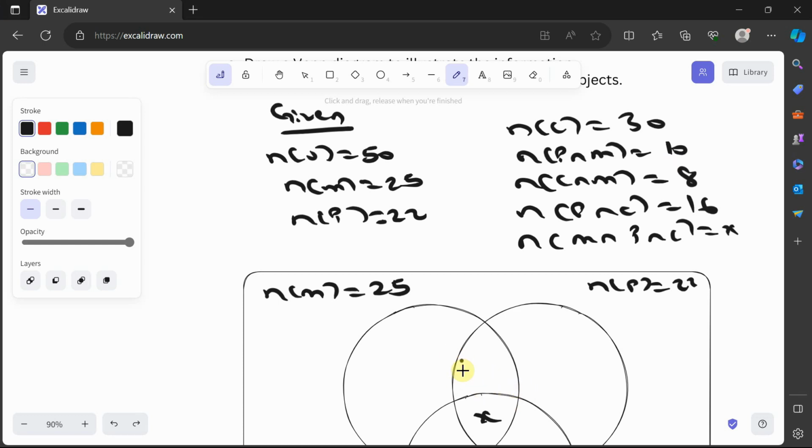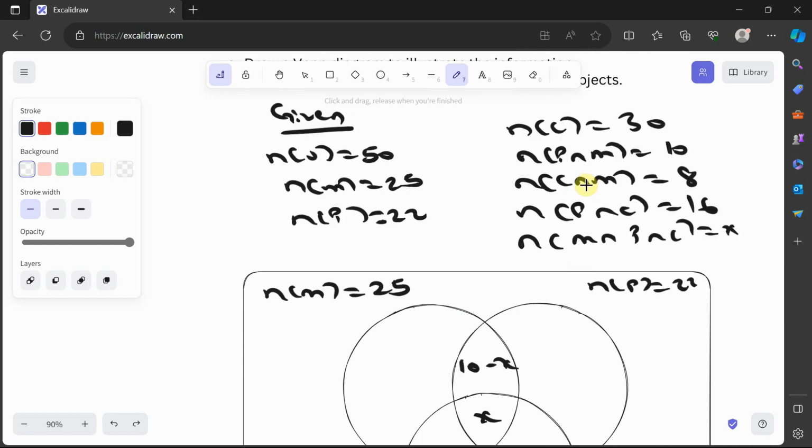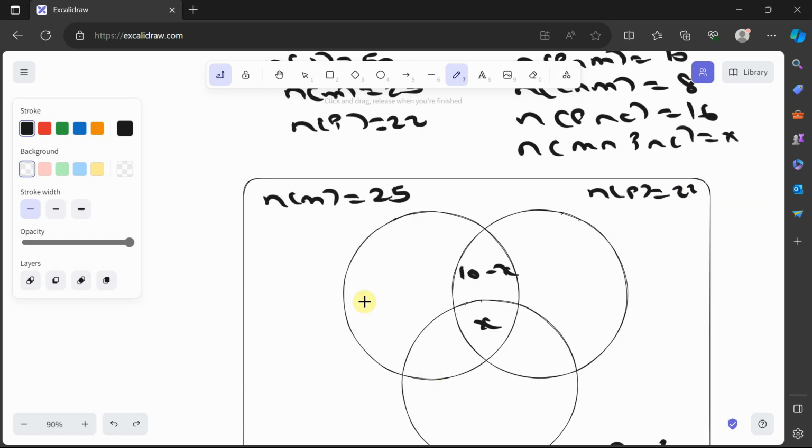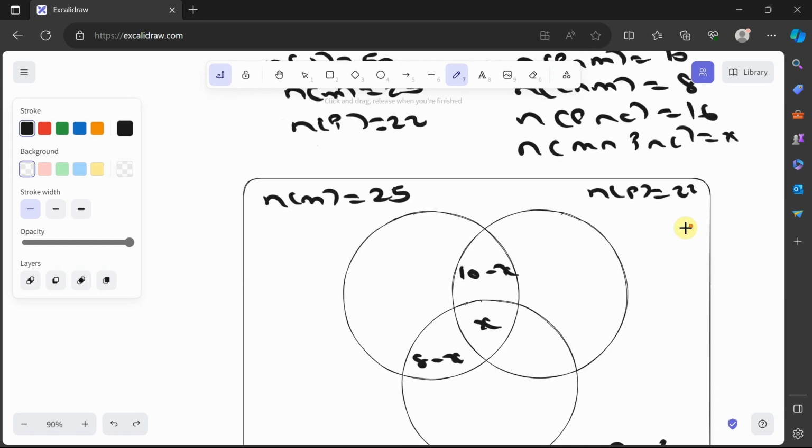Great. 10 minus x. So if I wanted to find m and c only, we already told that c and m is 8. So m and c only will be 8 minus x. And then p and c only. P and c is 16. So this guy will be 16 minus x.